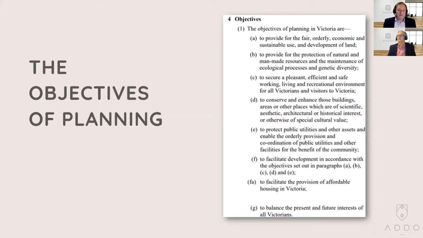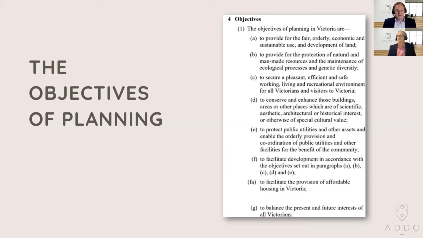Whereas when we look at objectives A and G, these are really our fundamental principles for planning. As planners, we're constantly trying to achieve the fair, orderly, economic and sustainable use and development of land, and to balance the present and future interests of all Victorians.